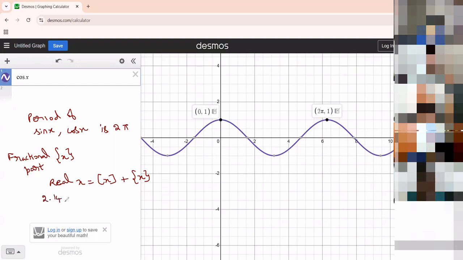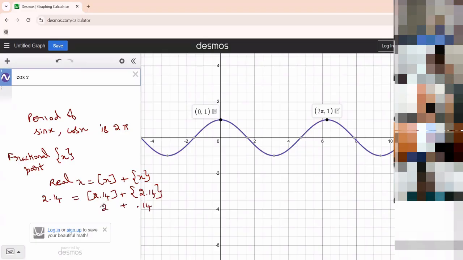Take a positive value like 2.14. So GIF of 2.14 plus fractional part of 2.14. So what will be fractional part of 2.14? It will be 0.14, isn't it? GIF of 2.14 means it's 2, because from left to right, when you move on the number line, the recent integer you would have crossed is 2. So 2 plus 0.14 is 2.14.